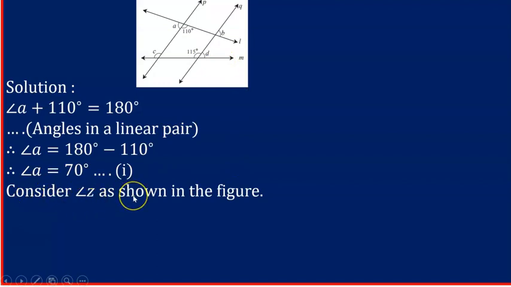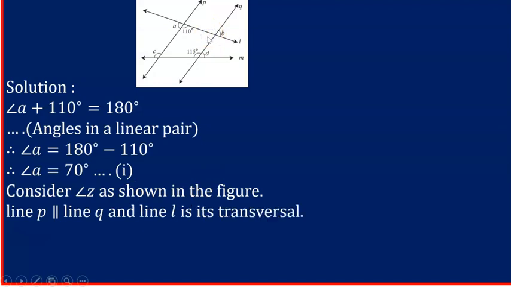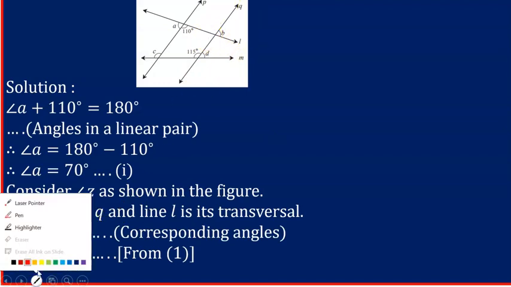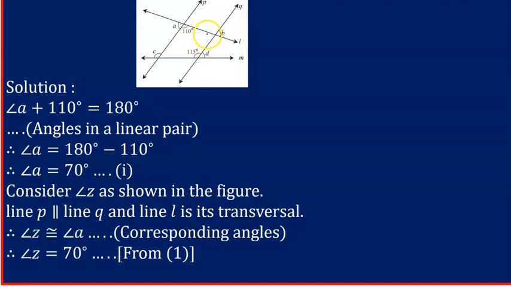Consider Z as the angle shown in the figure. This angle Z is here. Lines P and Q are parallel, and L is their transversal. Therefore, this angle A and this angle Z are corresponding angles. Therefore, the measure of angle Z is equal to 180, and here is that angle Z. I will write it here.